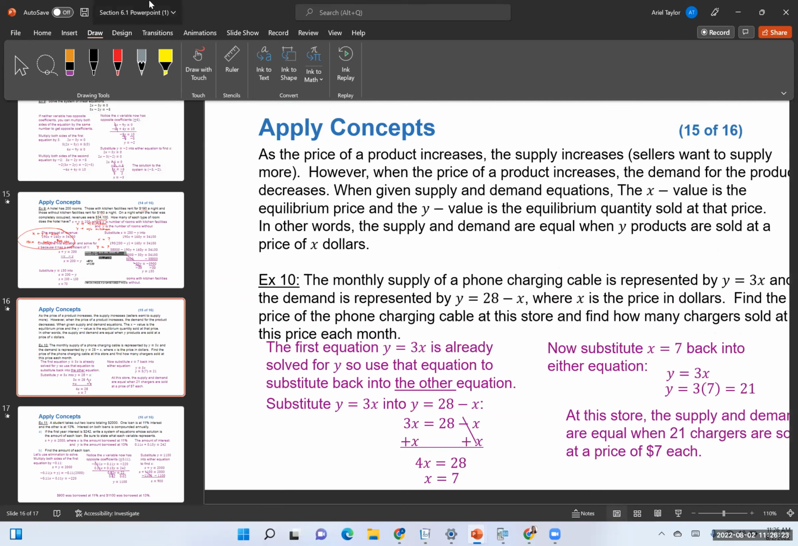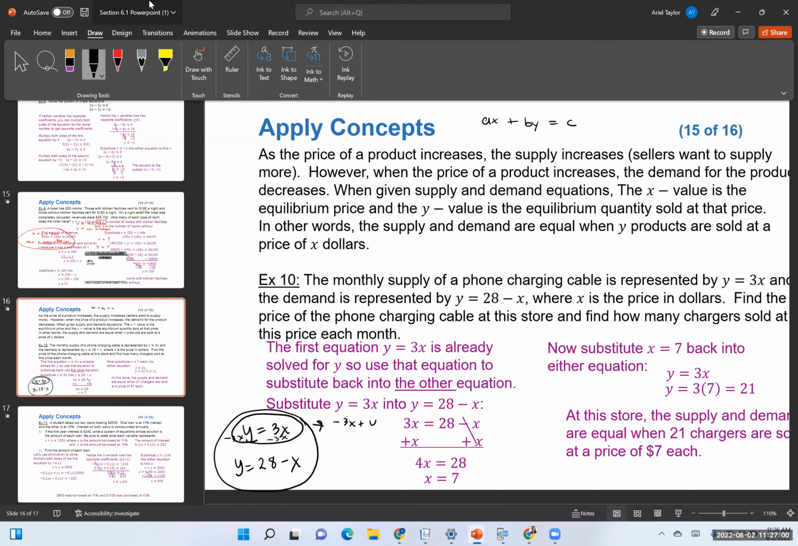So the first thing, Y equals 3X, Y equals 28 minus X. This is not in the form that we've been putting into our calculator. So we have to write it in that form. The form is AX plus BY equals C, the constant value. Well, let's take this first equation and put it in that form. The 3X and the Y need to be on the same side. So we can subtract 3X from both sides. And we end up with negative 3X plus Y equals 0.